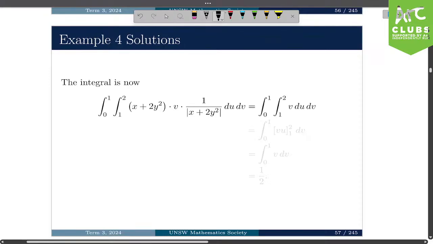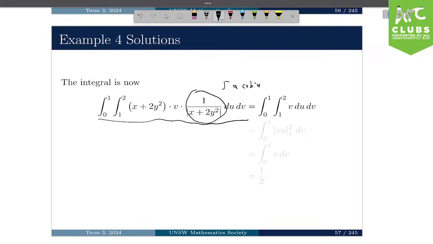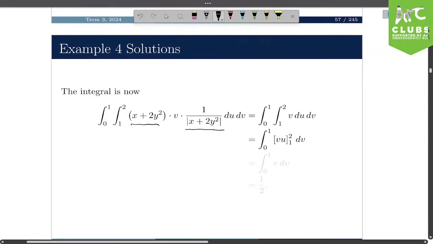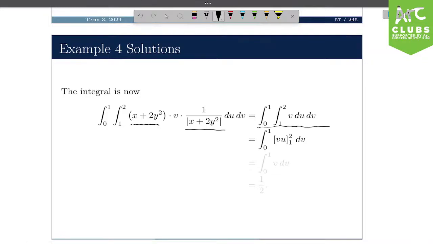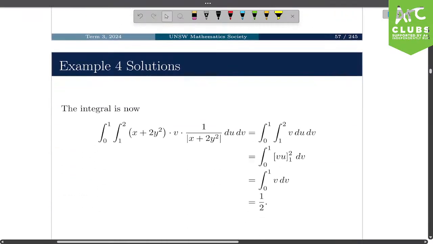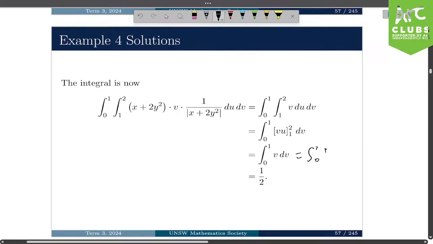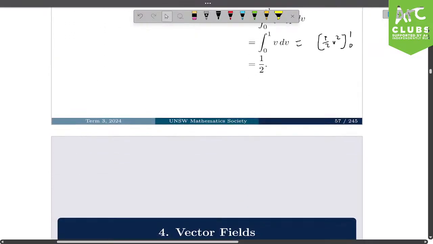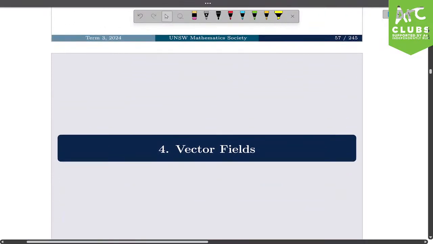So the integral is now this expression over here, where this is the Jacobian determinant, and you can see that since these two are essentially equal, we can just cancel them out to obtain this simple integral. Integrating that with respect to u, we just get v, and integrating this with respect to v, we get half v squared, and that's just equal to a half. I'll hand it over to Oscar now.